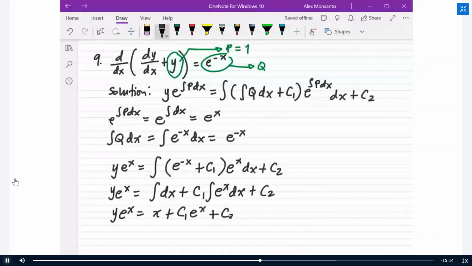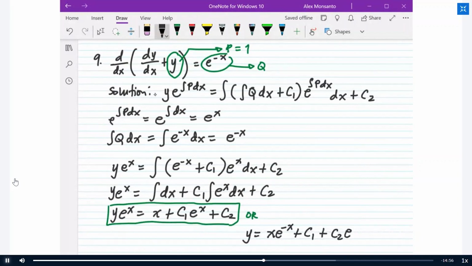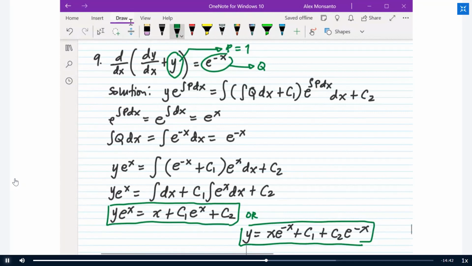Okay? So, actually, pwede na yun maging answer. This could be an answer already. Or kung gusto nyo po, pwede nyo ring i-multiply both sides by e raised to negative x so that you can have y is equal to x e raised to negative x plus c sub 1 plus c sub 2 e raised to negative x. So, ayan, pwede rin pong maging answer yan. So, parang divide both sides na lang yan sa e raised to x. Ayan. So, yun po yung ibig sabihin.